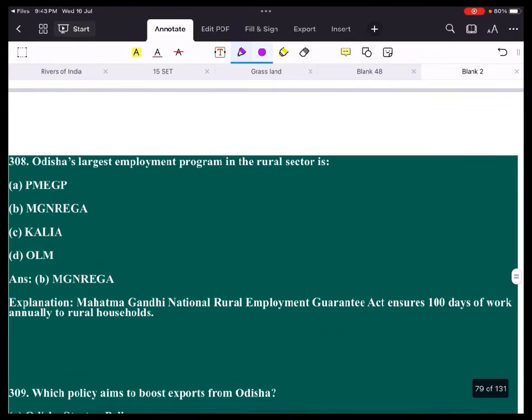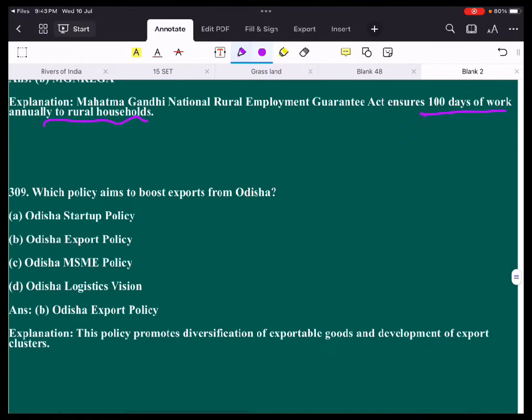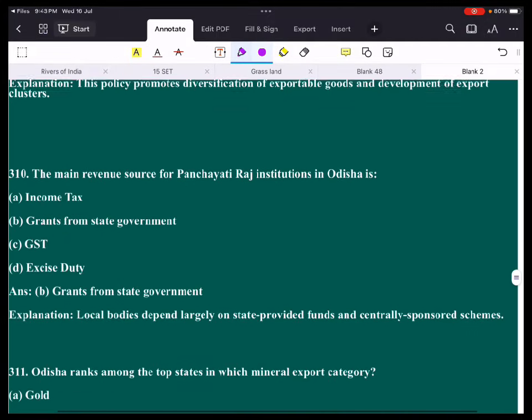Odisha's largest employment program in the rural sector is the Mahatma Gandhi National Rural Employment Guarantee Act, which ensures 100 days of work annually to rural households, option B. Which policy aims to boost export from Odisha? That is Odisha Export Policy, option B. The main revenue source of Panchayati Raj institutions is grants from the state government, option B.